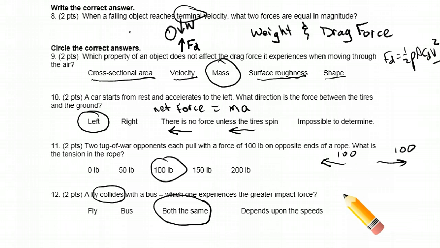What a lot of people want to say is the fly has a greater force. The fly has a much greater acceleration. The bus doesn't slow down at all. The fly gets smashed and changes directions very quickly. So huge acceleration, but the same force between the fly and the bus. Don't spend too much time on these concept questions, but do think through them, think what we've said in lecture. We're looking for basic concepts.